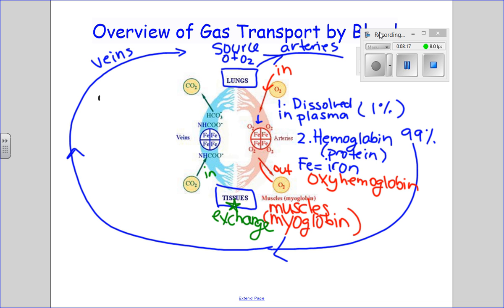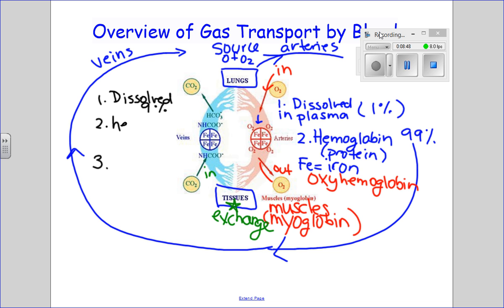So there are 3 ways that carbon dioxide could be transported in your blood. One of them, just like for oxygen, is dissolved in plasma. This represents in the neighborhood of 9%. So a little bit more for CO2 than for oxygen.